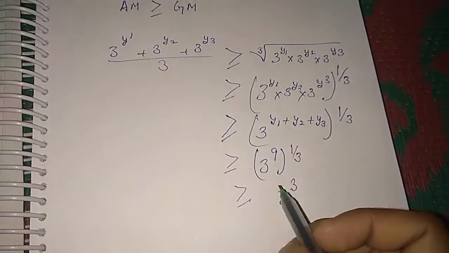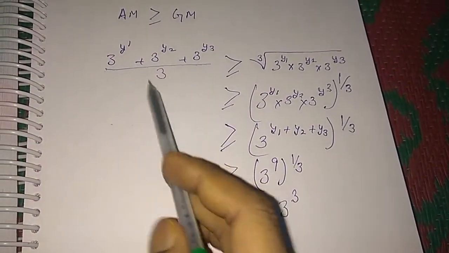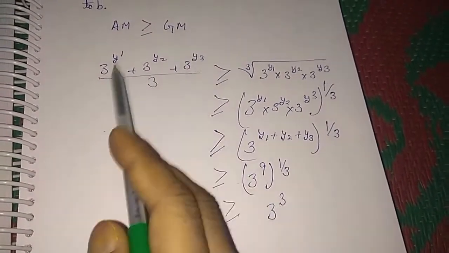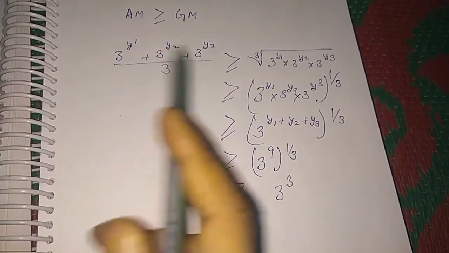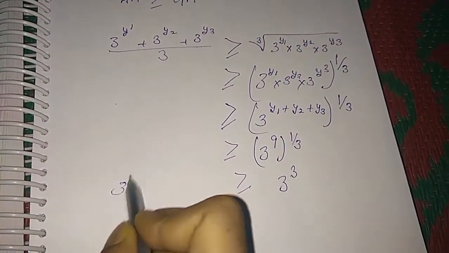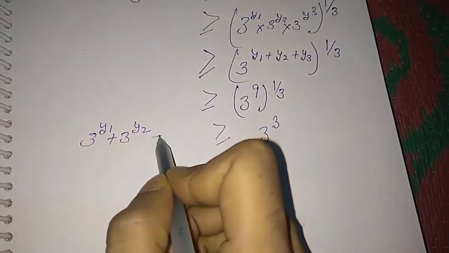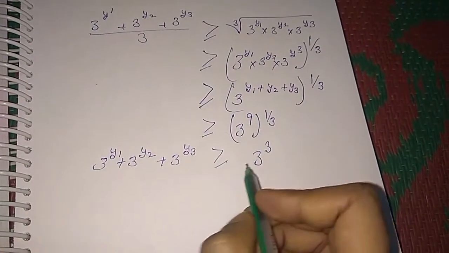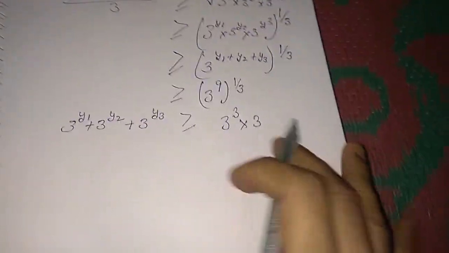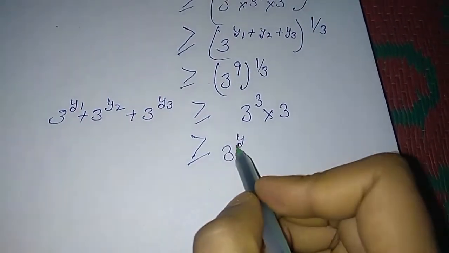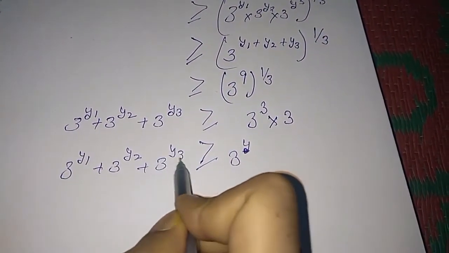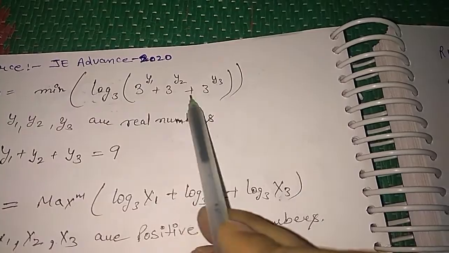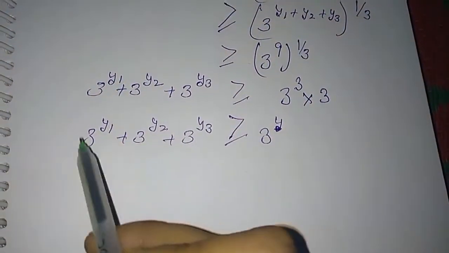Now we have this, so bring the denominator to the other side so that these three terms separate from all other restrictions. So I write below: 3 raised to power y1 plus 3 raised to power y2 plus 3 raised to power y3 is greater than or equal to 3 raised to power 4, since I brought the denominator 3 to the other side. And now, as in the question we are given the log of this value, we have to apply log on both sides to get the desired value.